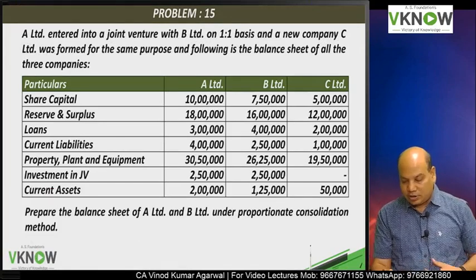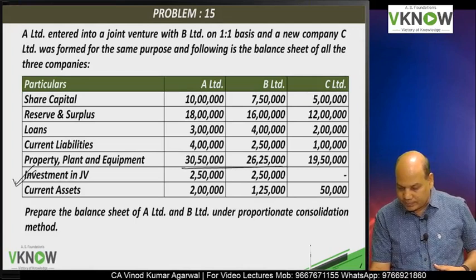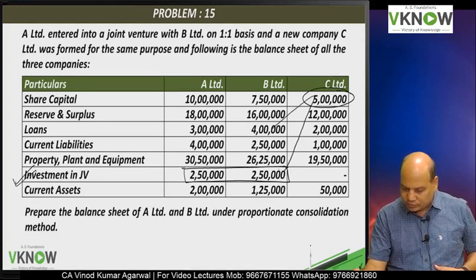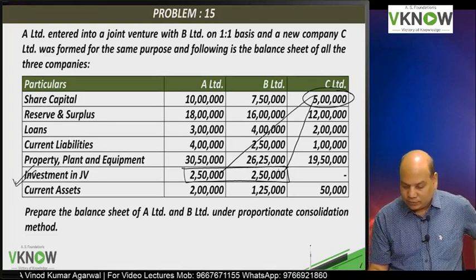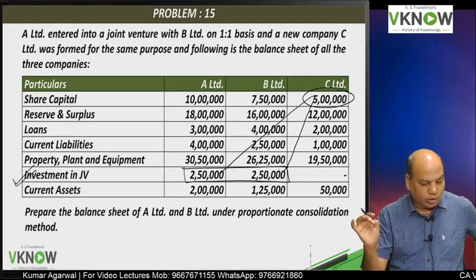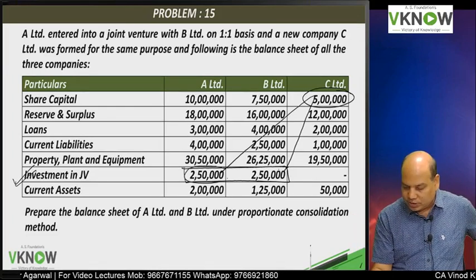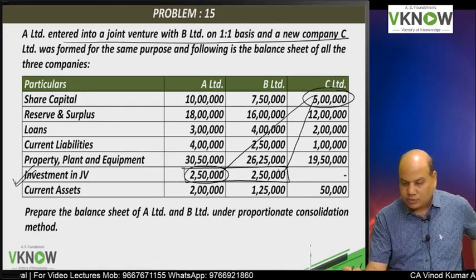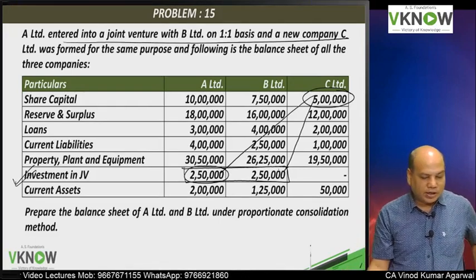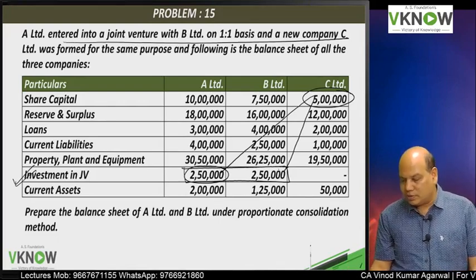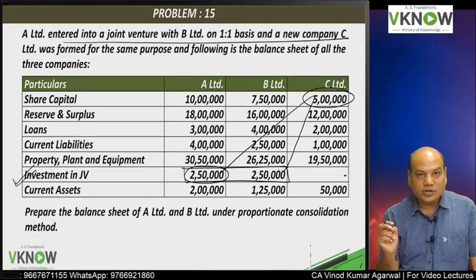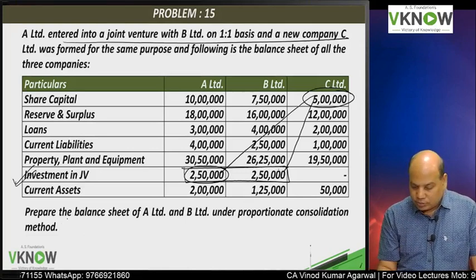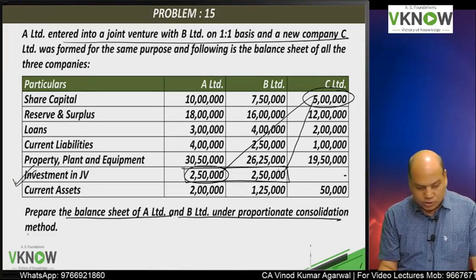Share capital, reserve and surplus, loan, current liability, and then it says property, plant and equipment, investment in JV. And this is the share capital 5 lakh. So both venturers have contributed 2,50,000 each. So there will not be any goodwill or capital reserve, because this is matching, and they have formed a new company. So there was no reserve and surplus at the beginning, no goodwill or capital reserve. In this question, both venturers will follow AS27. Prepare the balance sheet of A and B under proportionate consolidation method.